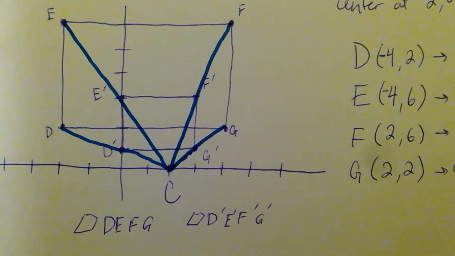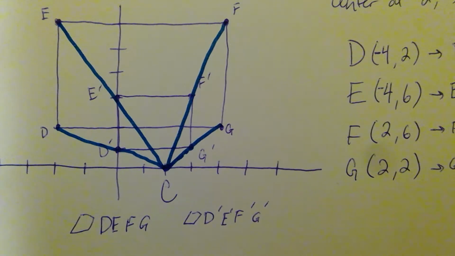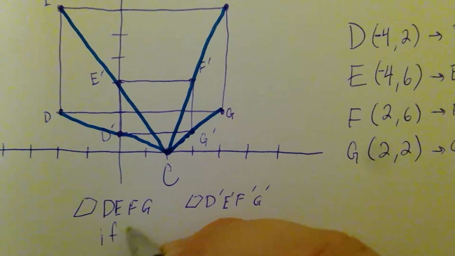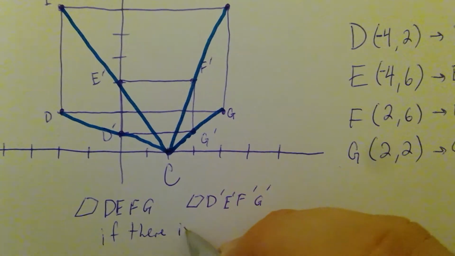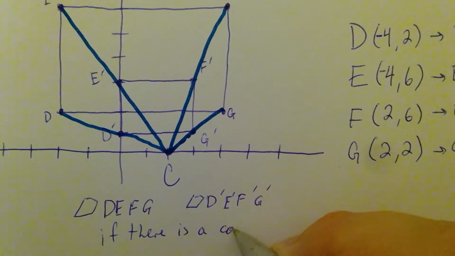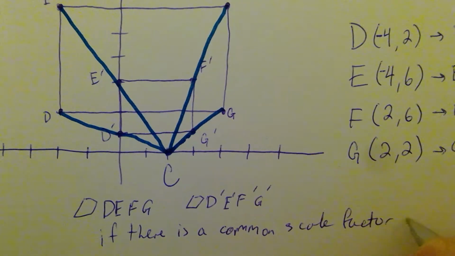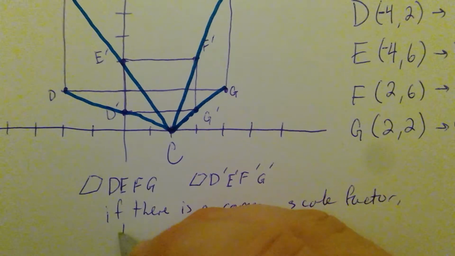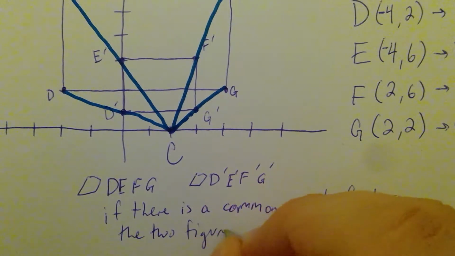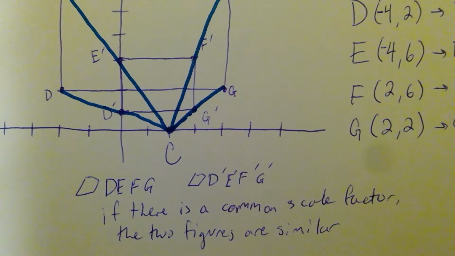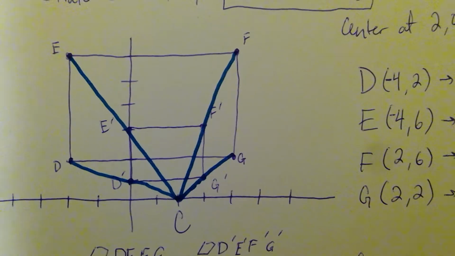Now, if we take a look at our side lengths, we have to find a common scale factor. Okay, so I'm going to make that note here. If there is a common scale factor, the two figures are similar. Okay, and we'll talk more about this property in our next video, where we'll talk about our similarity theorems. Okay, so let's go ahead and check here.